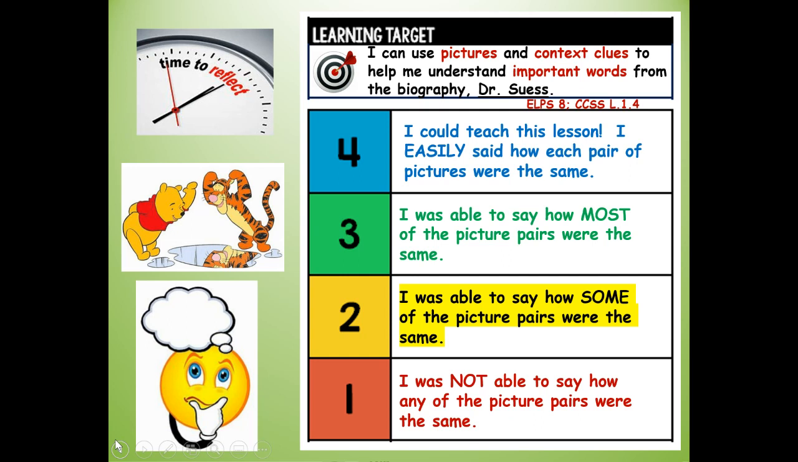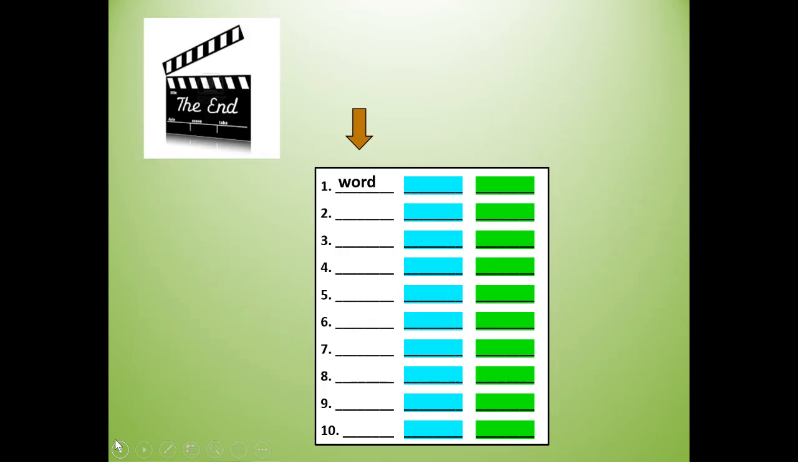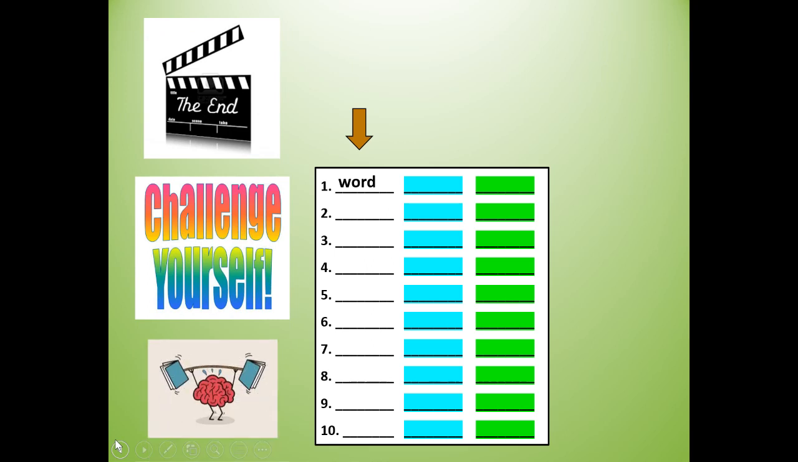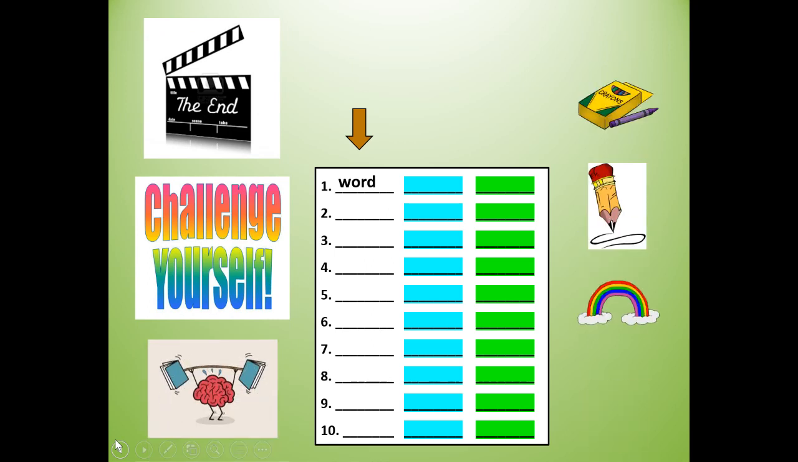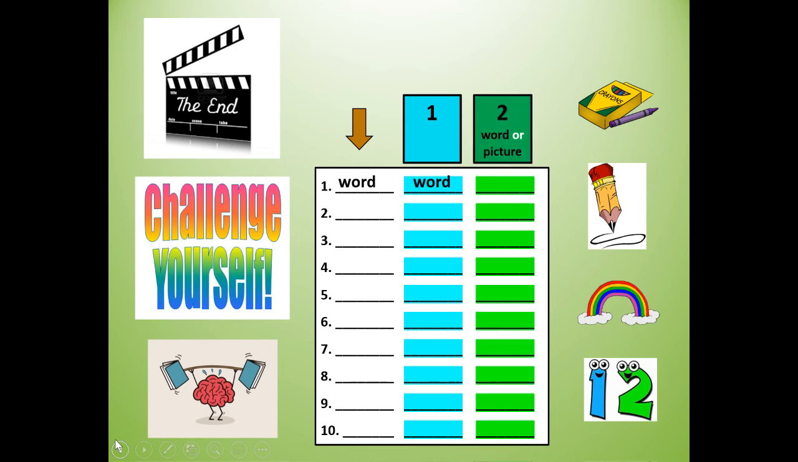How do you think you did? 4, 3, 2, or 1? Write it on your paper. And then here's the end of our lesson. My challenge is to get your crayons or your pencil, and you can rainbow write your word 1 to 2 more times. So you could write it 1 more time, or you could write it 2 more times, or if you want to, you could draw a picture for each.